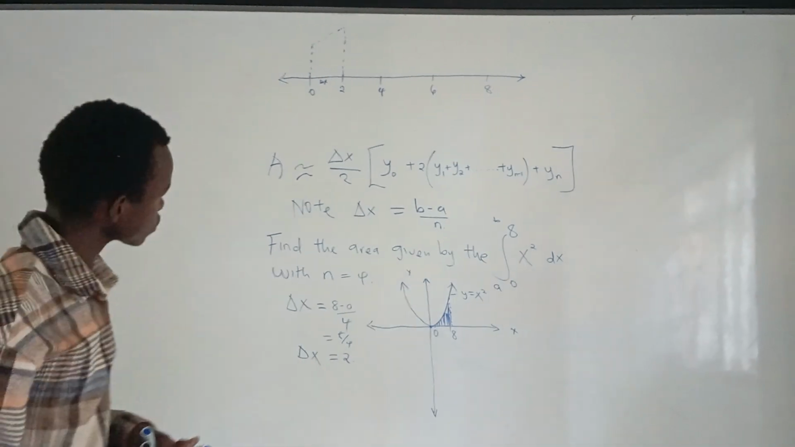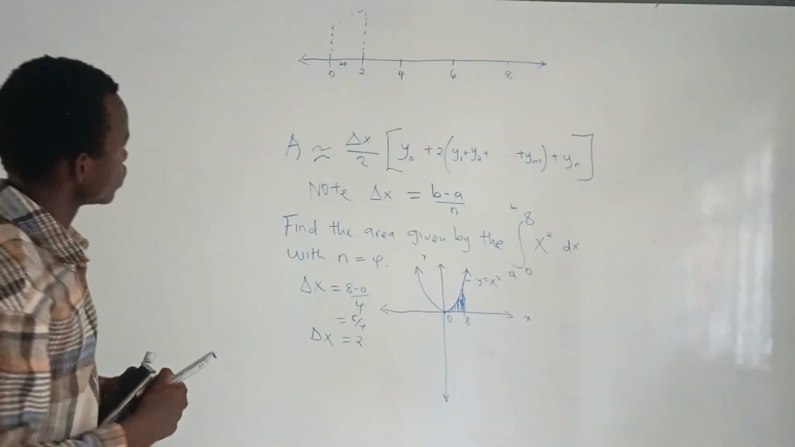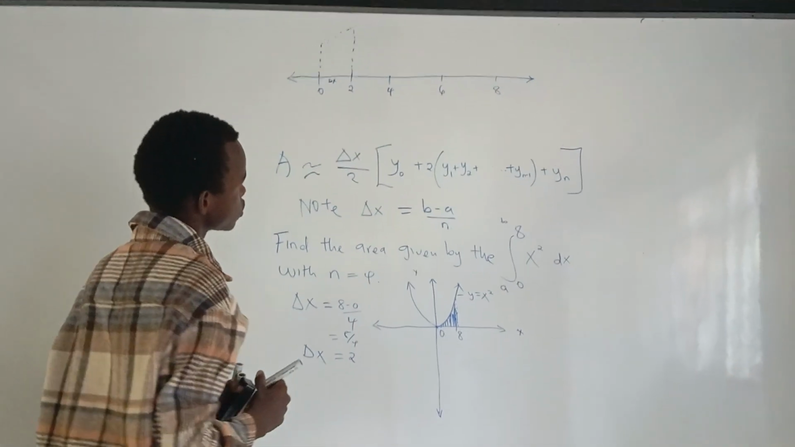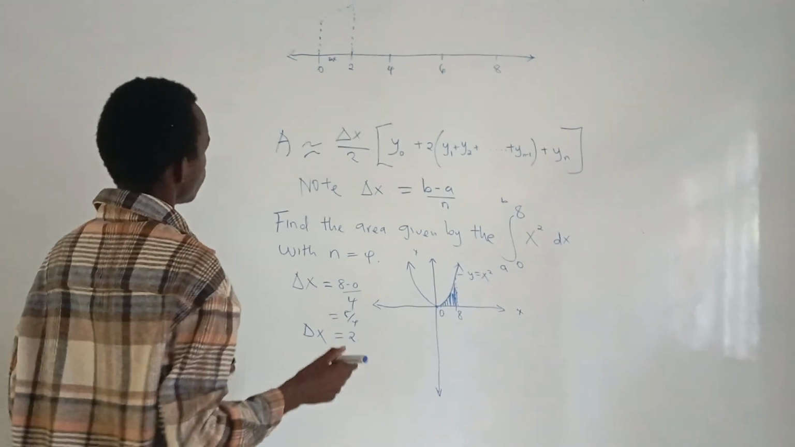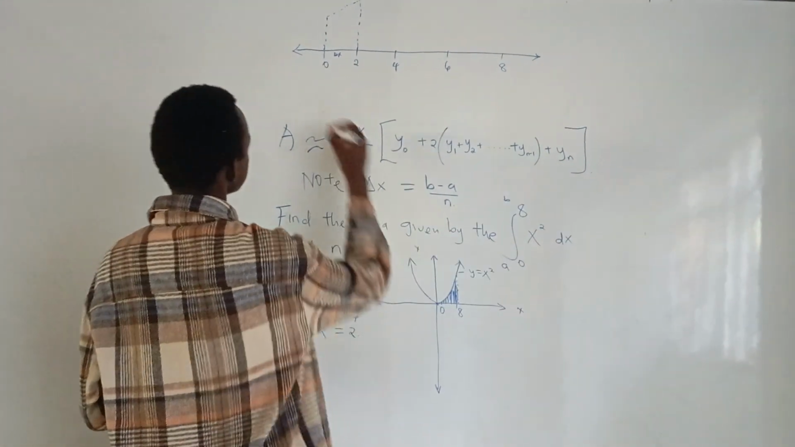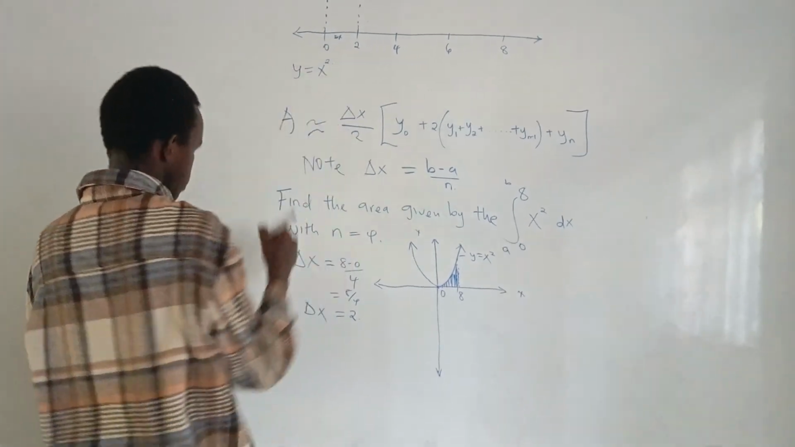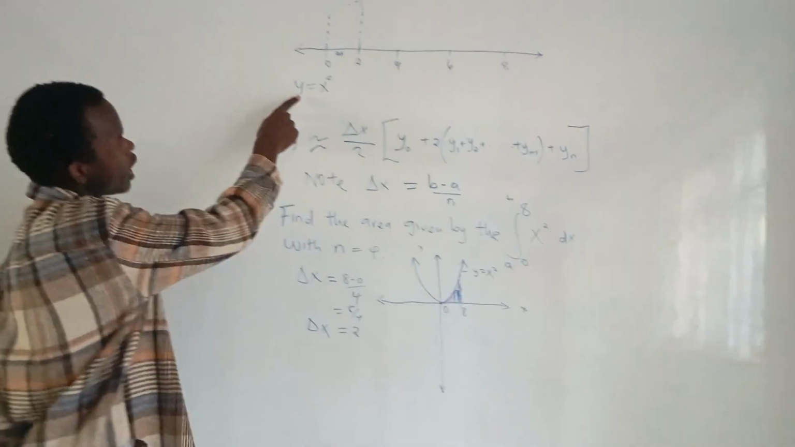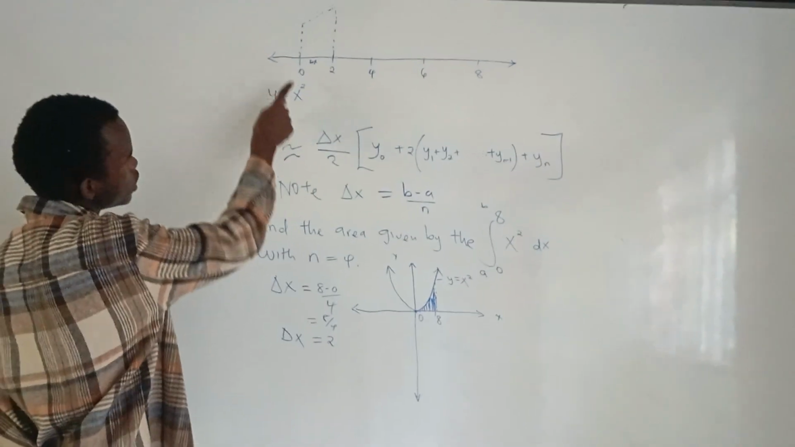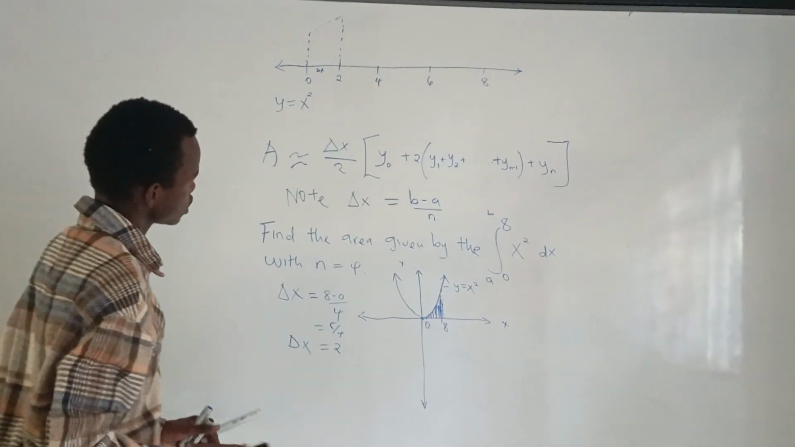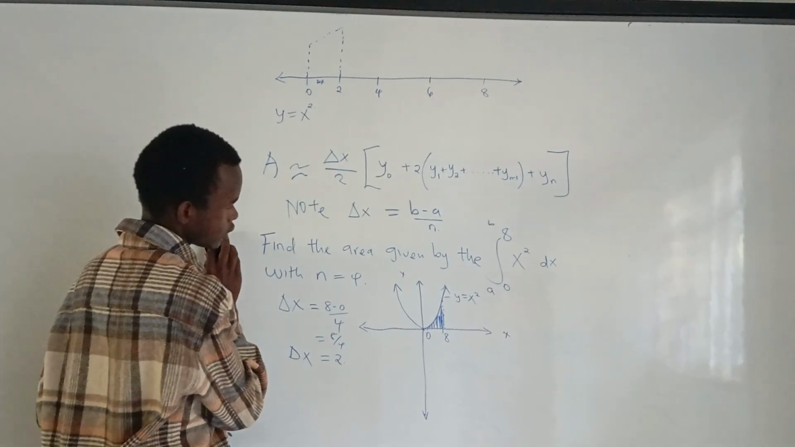From there we'll have to compute our y0. This represents our y0. We shall say this function is y equals x squared. What will be our y at this point? Our y at this point is where x is equal to 0. I will clear this.